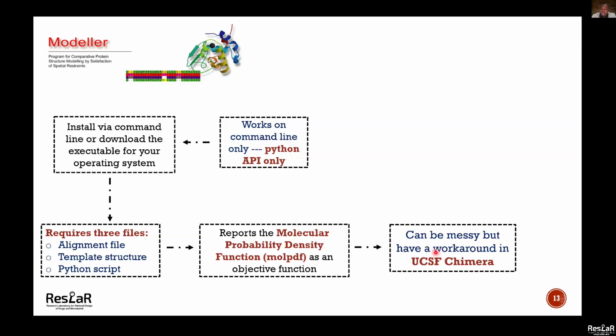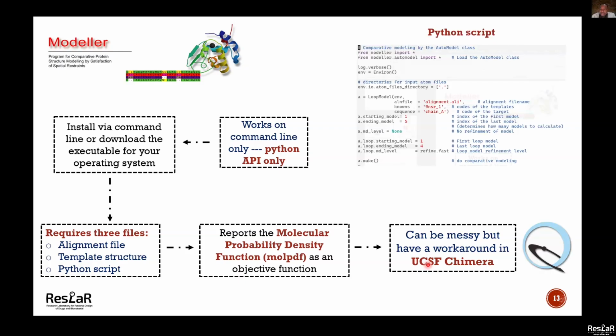Modeler can be messy. What I mean by messy is it works, but it takes a lot of effort for it to work. But it can also be integrated into UCSF Chimera or ChimeraX and launched from there. As you can see here, in the Python script, you import everything from Modeler.